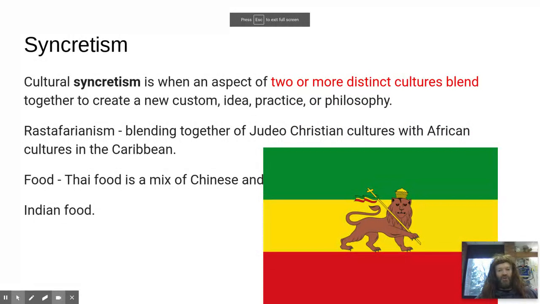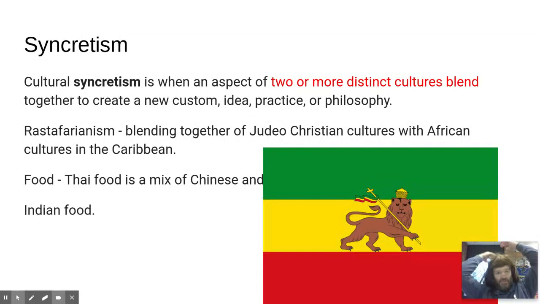So here we'll talk first about syncretism. Syncretism is when two or more cultures blend together to create a new custom or idea, a practice or philosophy. So examples, the best examples are probably in food. So you take Thai food as a mix of Chinese and Indian food. I like to think of it this way.